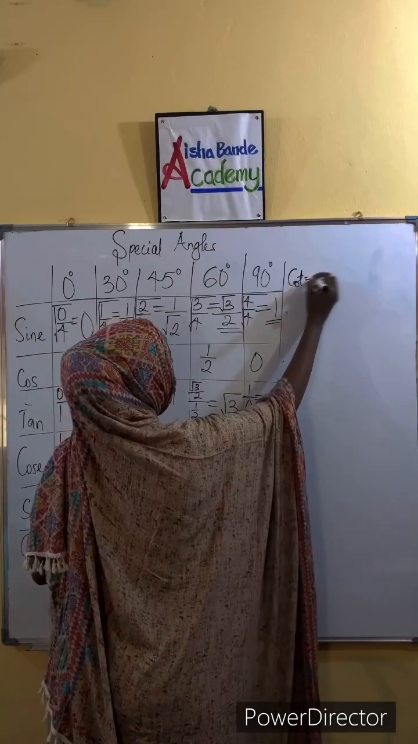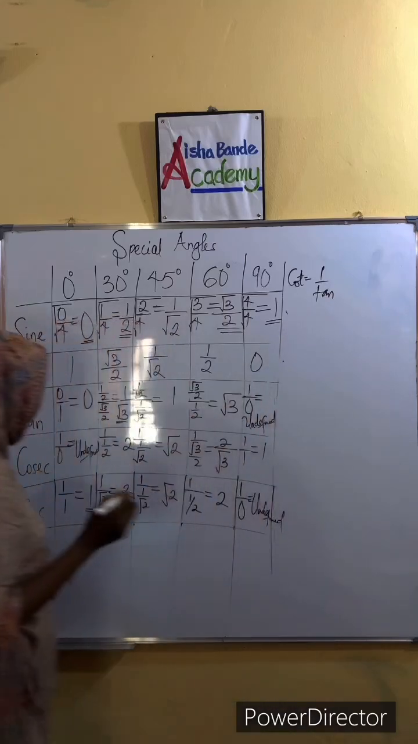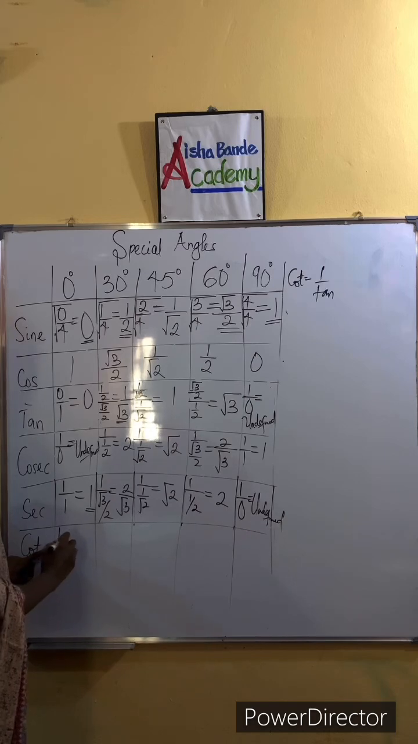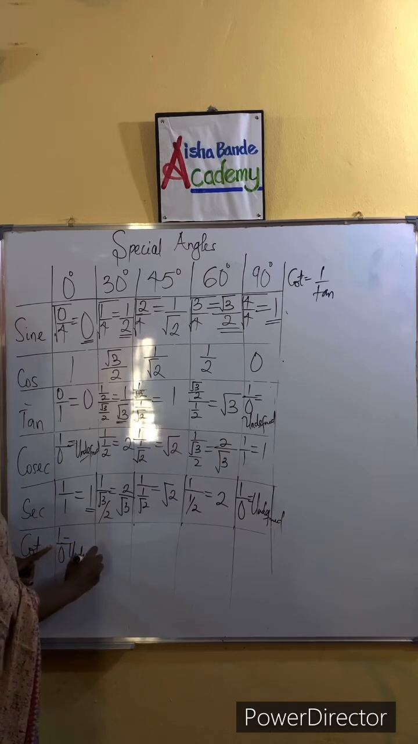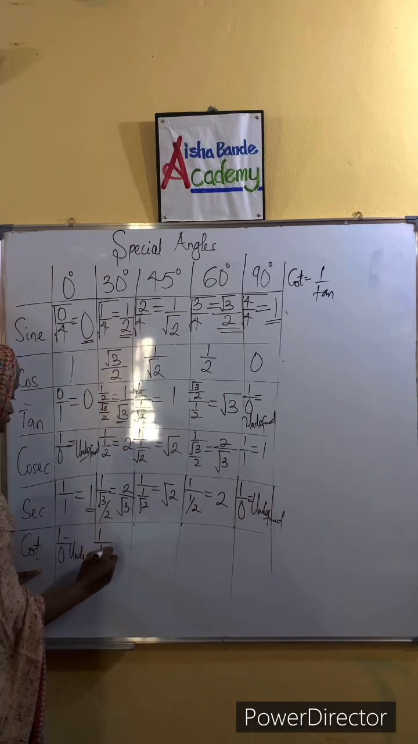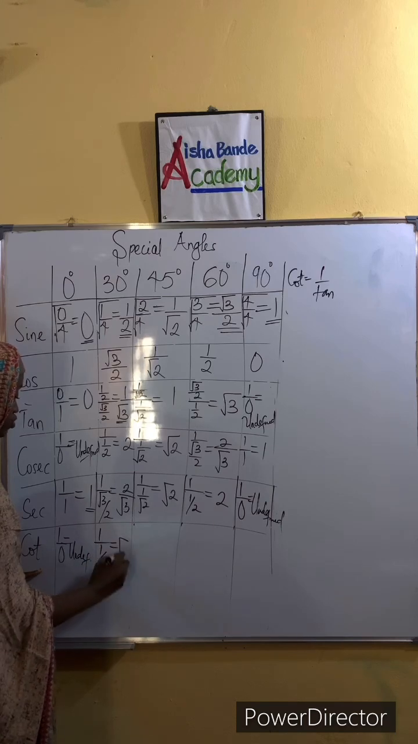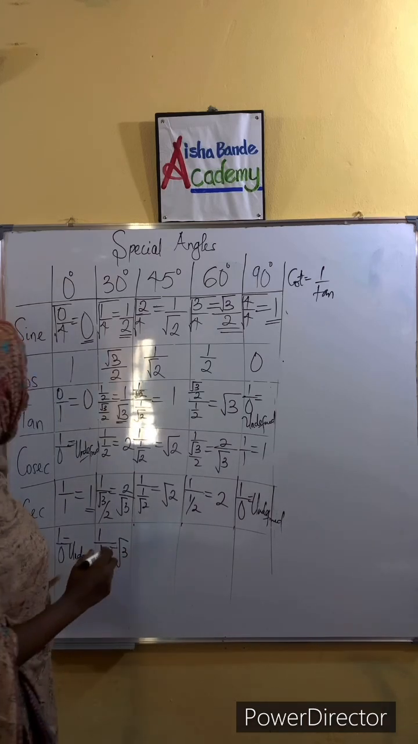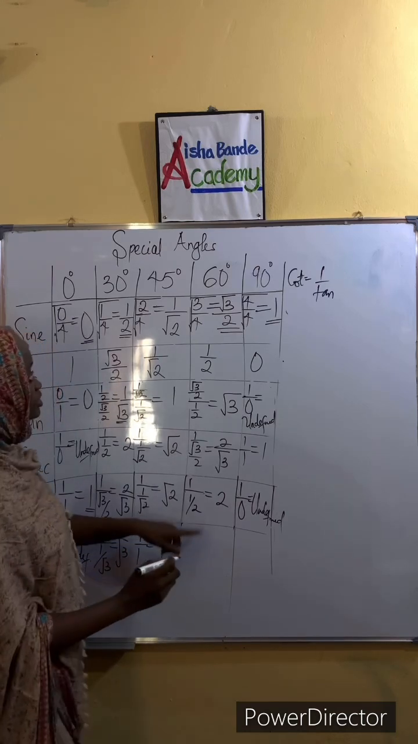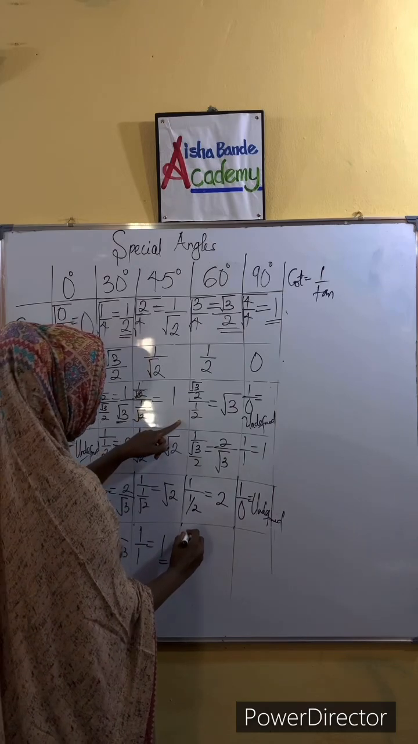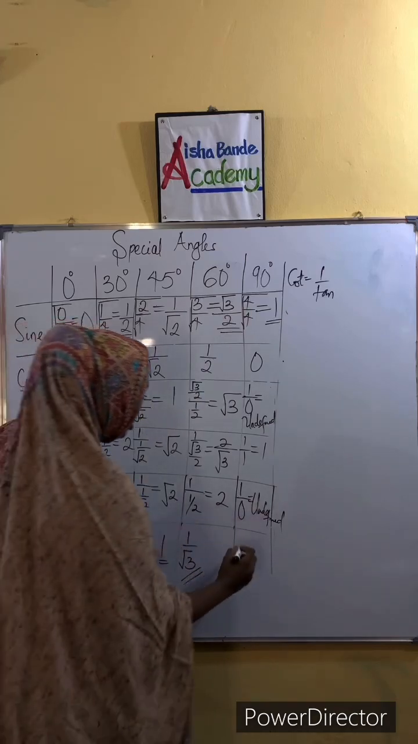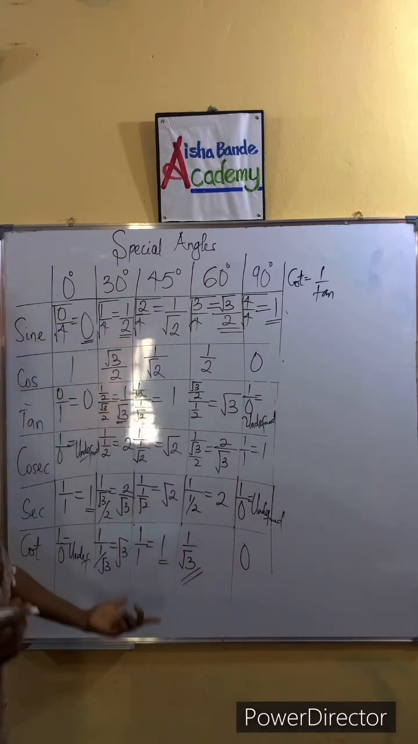So cot is equal to 1 over tan. So for cot 0 is going to be 1 over 0, and 1 over 0 is what? Is undefined. Then cot 30 is going to be 1 over 1 over root 3, and this is equal to root 3. Okay, so moving on, for cot 45, 1 over 1, this is equal to 1. Then for cot 60, we have 1 over root 3. Then for the last one, which is cot 90, it is going to be 0. So this is the table for the special angles we have.